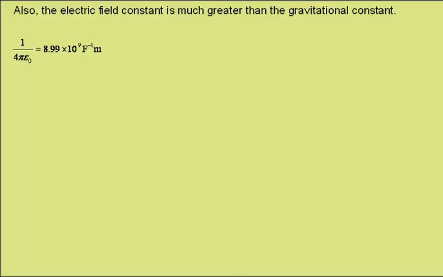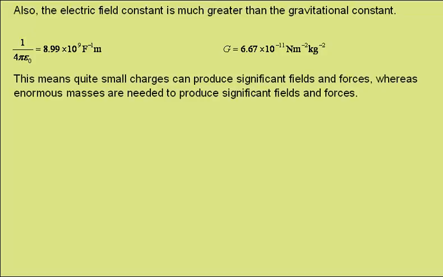1 over 4 pi epsilon naught has a value of 8.99 times 10 to the 9 farads to the minus 1 meters, whereas the gravitational constant G is 6.67 times 10 to the minus 11 newtons meters to the minus 2 kilograms to the minus 2. This means that quite small charges can produce significant fields and forces, whereas enormous masses are needed to produce significant fields and forces.